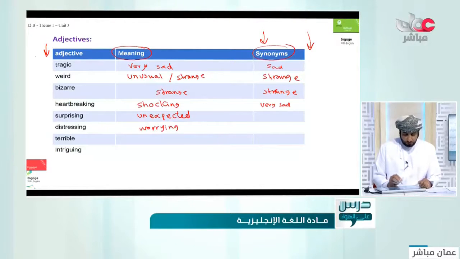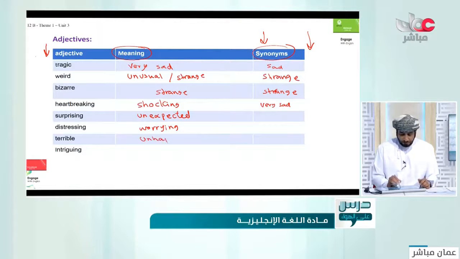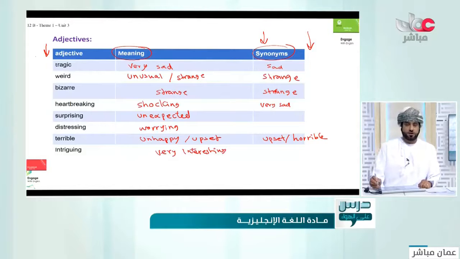Distressing, I've written here, is worrying. Terrible, we can say, is something you are unhappy about or upset about, so we can say unhappy or upset. Synonym: upset. We can say horrible as well, one of the synonyms of terrible. Intriguing means very, very interesting. If we can bring a synonym for intriguing, it is interesting.